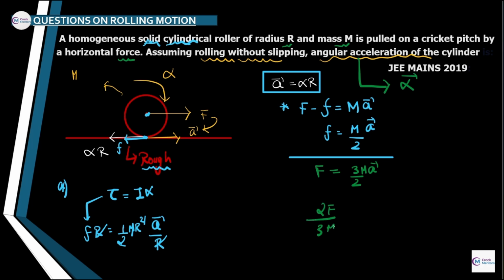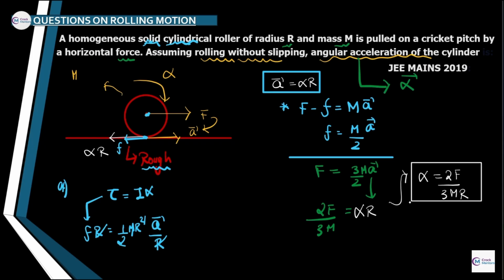Then it can be written as 2F upon 3m, which is the acceleration, and acceleration can be written as alpha r. Let me mention it, alpha r. Then alpha is going to be 2F upon 3mr. This was the question.